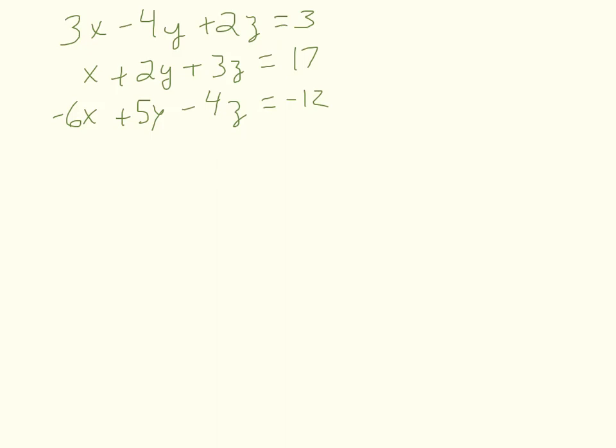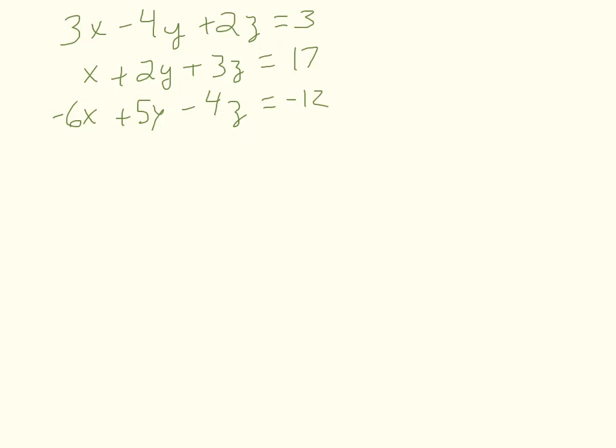Okay, so here I have a system of linear equations. This time there's 3 equations, 3 unknowns. First equation, 3x minus 4y plus 2z equals 3. Second one, x plus 2y plus 3z equals 17. Third one, negative 6x plus 5y minus 4z equals negative 12. Okay? Let's try to use any of them first. So let's just try to use the elimination method.